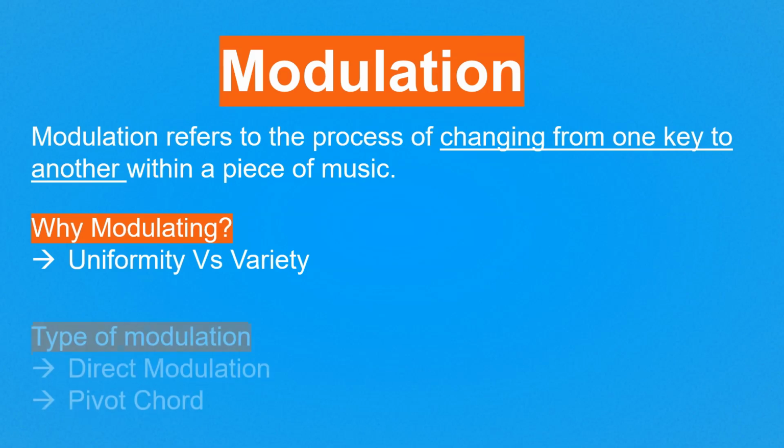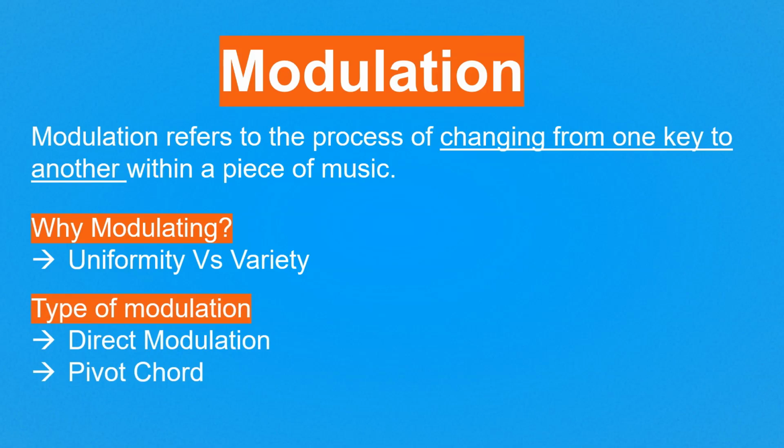There are 2 types of modulation. Direct modulation with no preparation: the keys change directly. And the pivot chord modulation, which uses a smooth transition: the keys change with a short transition. In this video, we will analyze the second case.